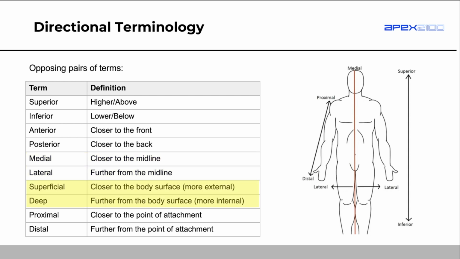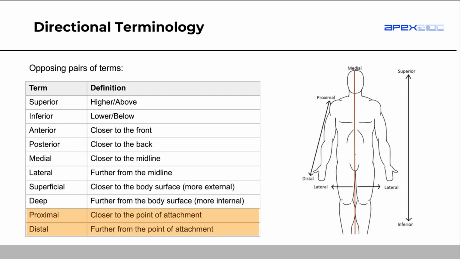Superficial and deep refer to closer to the body surface or further from the body surface. So superficial is more external and deep is more internal. So I could say that my hair is superficial to my skin, so it's more external to the body. Or I could say that my heart is deep to my sternum, so it's further inside or more internal.